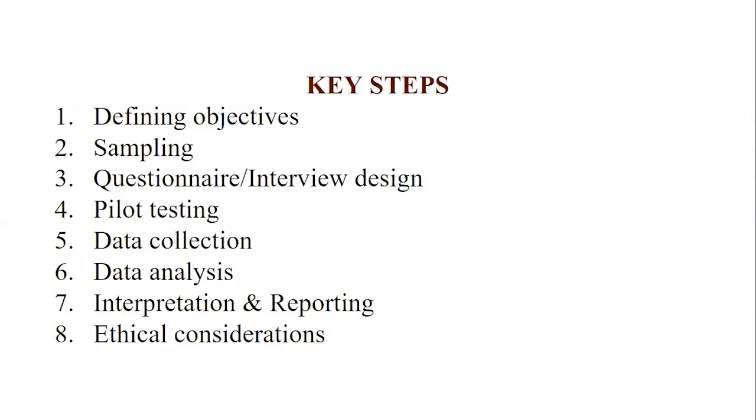Then the final step is ethical consideration. So in this step, the researcher has to ensure that ethical guidelines such as informed consent and confidentiality are followed throughout the survey process to protect the participants' rights and privacy. This is a very important thing while we consider the ethics of social science research or any kind of research. So, by following these steps, social surveys provide valuable insights into various social phenomena.